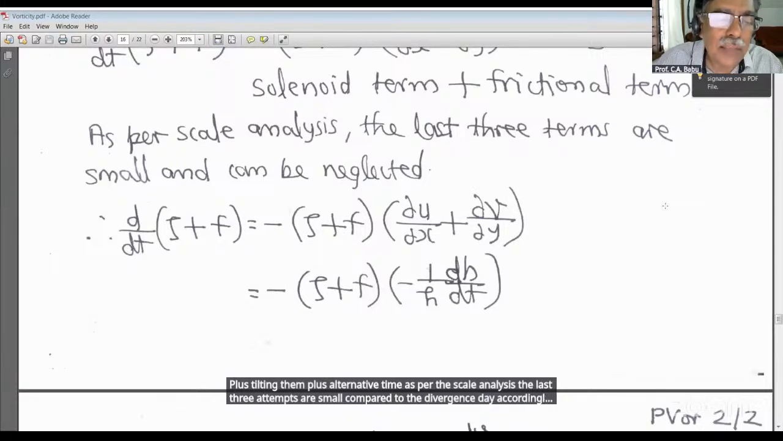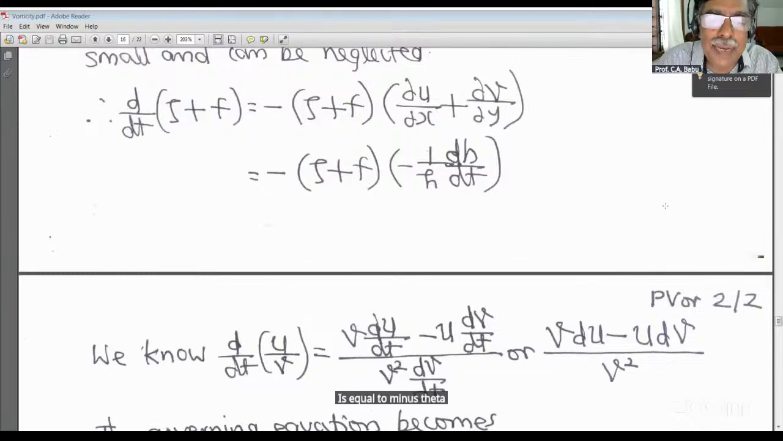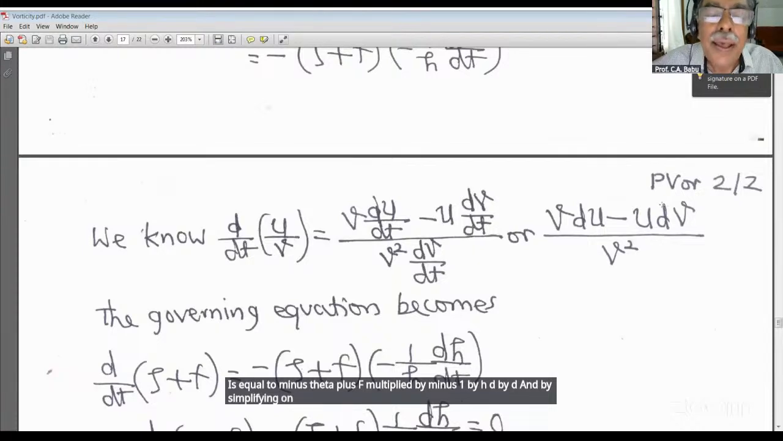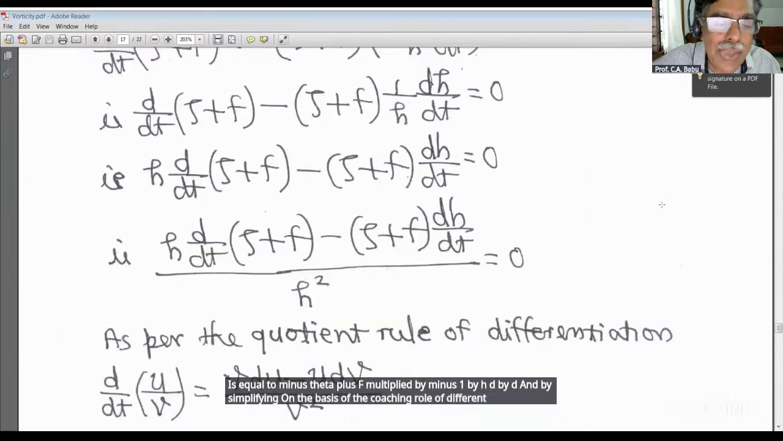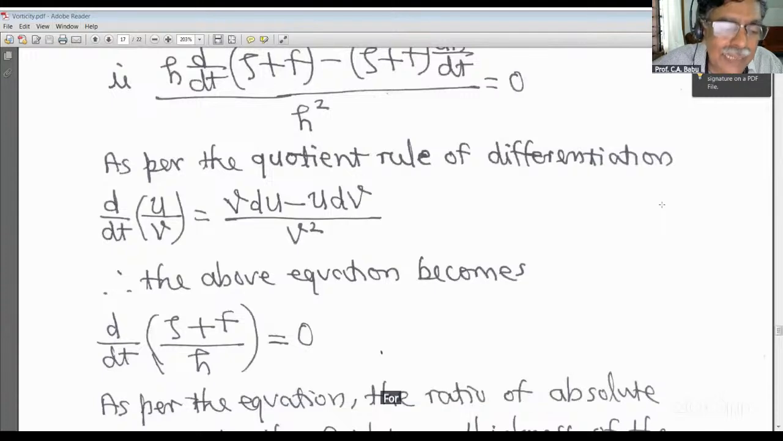write as a first approximation d by dt of (theta plus f) is equal to minus (theta plus f) multiplied by (dou u by dou x plus dou v by dou y), which is equal to minus (theta plus f) multiplied by minus 1 by h dh by dt. By simplifying on the basis of the chain rule of differentiation, we can obtain an equation d by dt of (theta plus f) divided by h is equal to 0.